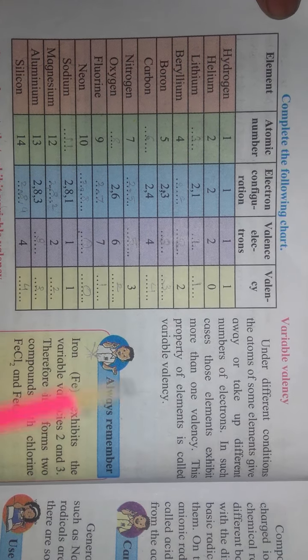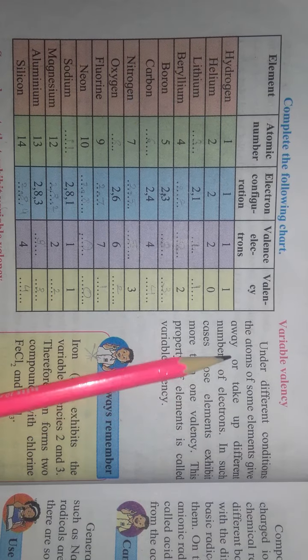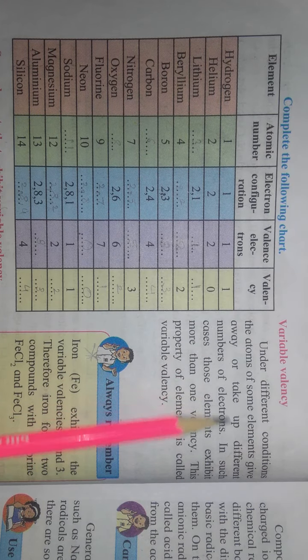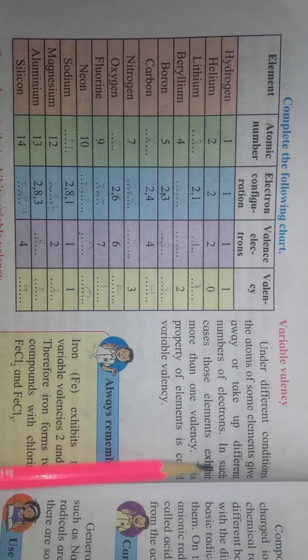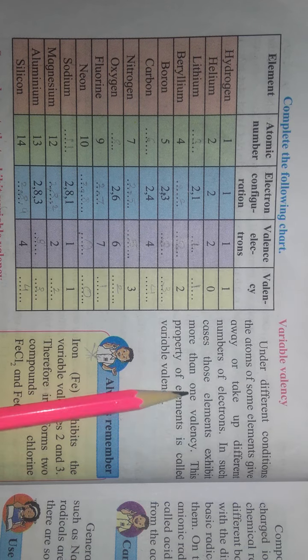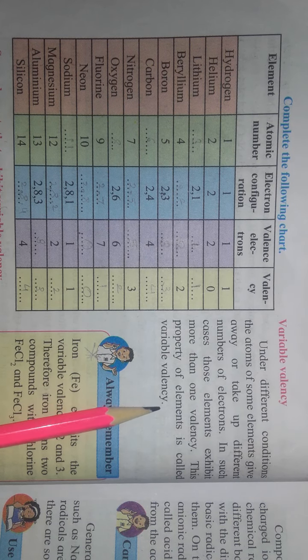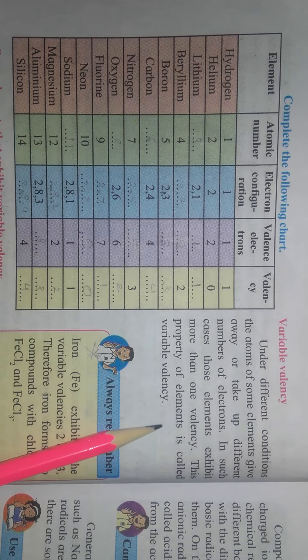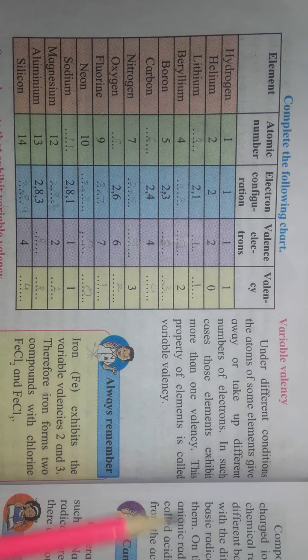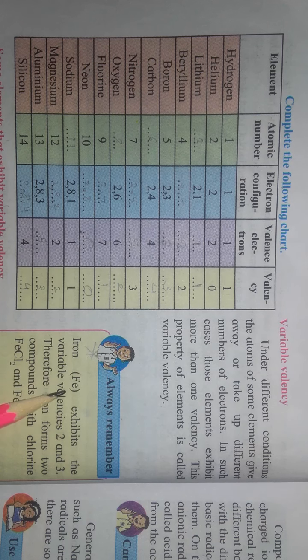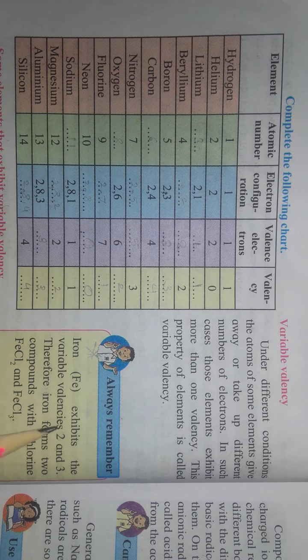Okay, see, variable valency. Under different conditions, the atom of some elements gives away or takes up different numbers of electrons. In such cases, those elements exhibit more than one valency. This property of an element is called variable valency. That means some elements have different valencies, sometimes one, sometimes two, like this. Always remember, iron Fe exhibits variable valencies. Iron has variable, meaning different, valency, sometimes 2 and 3. Therefore, iron forms two compounds with chlorine, FeCl2 and FeCl3.